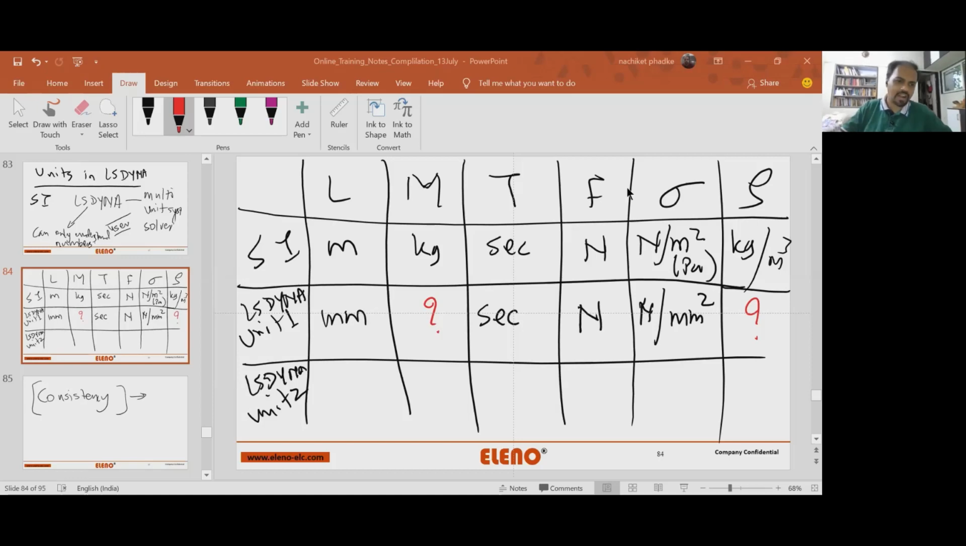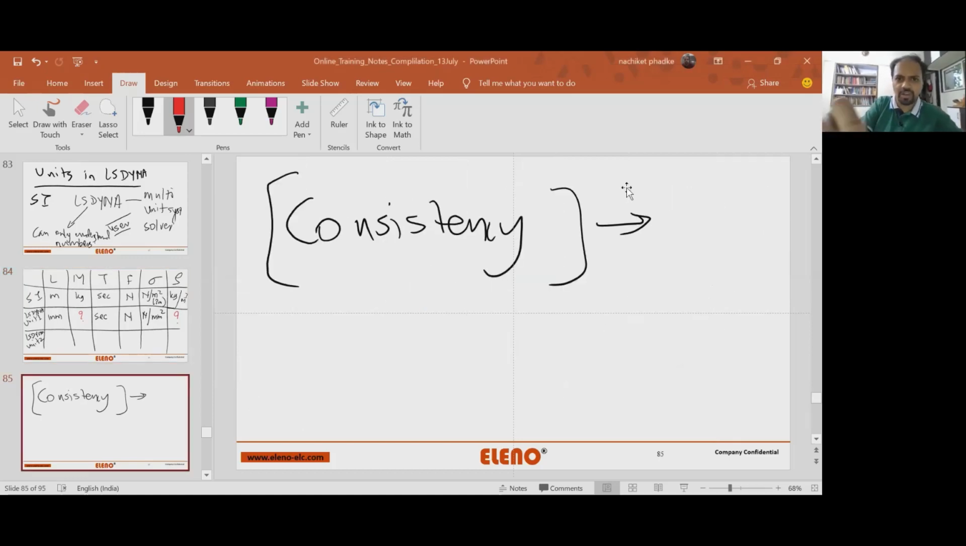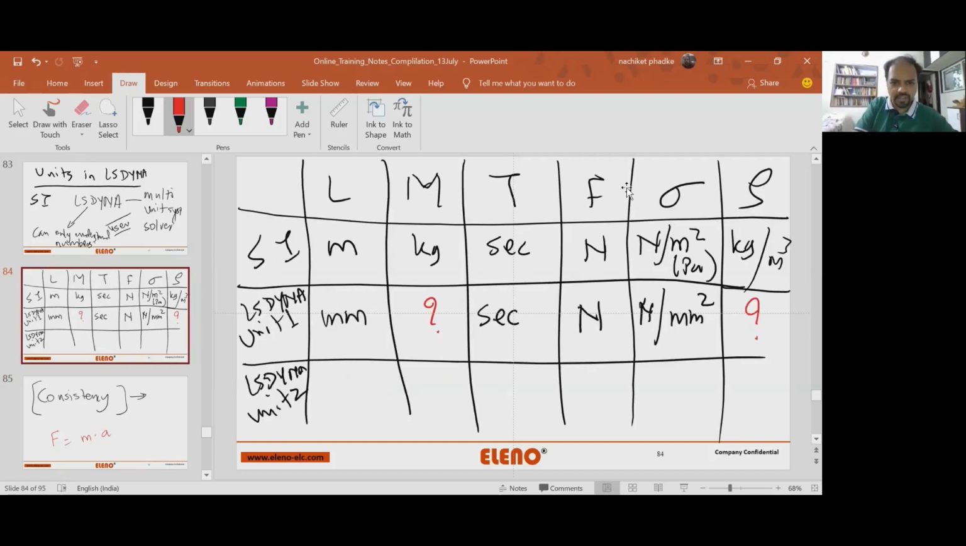Okay, so I'll just write down one simple equation and you all will be very comfortable to understand. It is force is equal to mass into acceleration. That's the equation we are using. Now, the answer is ton for sure. All of you got the answer as ton, yes or no? Okay, so this is going to be ton per millimeter cube.